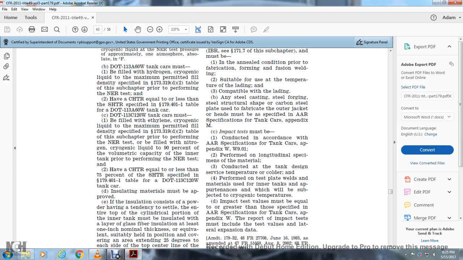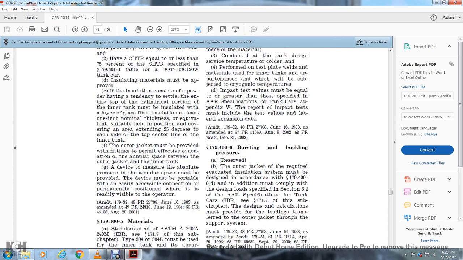Tanker cars, and Appendix W of the report: the impact test must include the test values and lateral expansion test. 179-406, bursting and buckling pressure. B. The outer jacket with the required evacuated insulation system must be designed in accordance with 179-400. D. In addition, it must comply with the design load specification, section 6.2 of the AAR specification for tank cars.